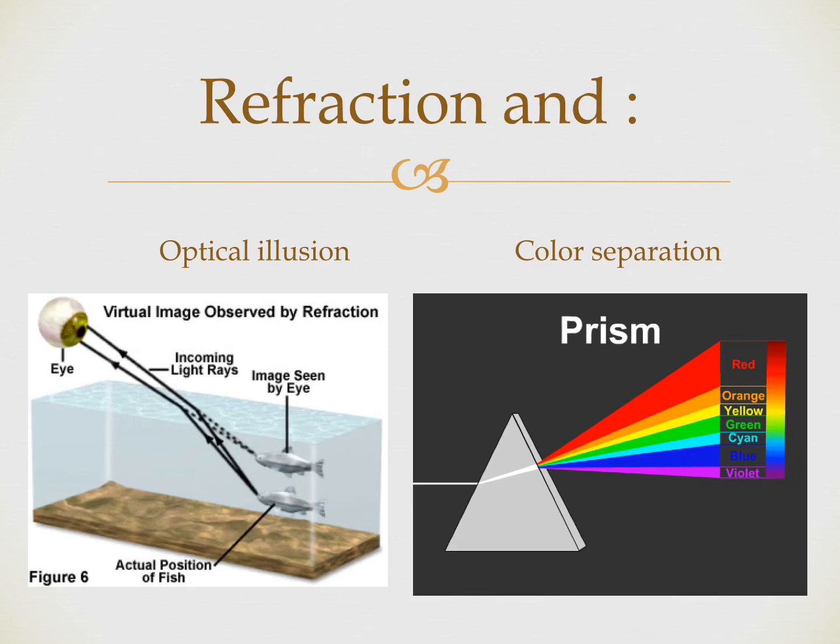So as you can see in the picture in front of you, the cat seems to be closer than it really is. To the fish, the eye seems to be very far away than it actually is.